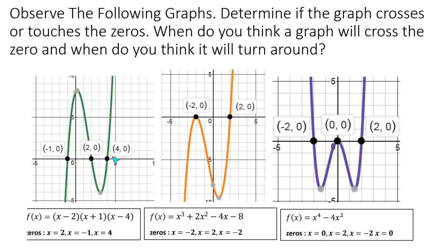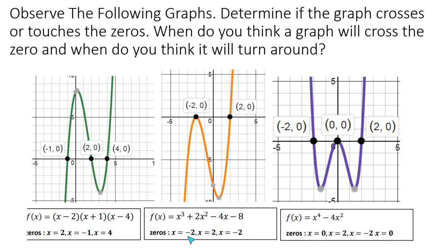To determine if it crosses or touches, we do look at the zeros. In this first example, we have that the zeros are x equals 2, x equals -1, and x equals 4. In this second one, we have x equals -2, x equals 2, and x equals -2. If we were in class right now, I would ask, what is the difference between these zeros and what's happening with them compared to this one over here.